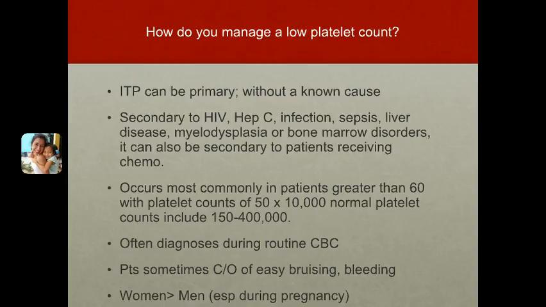It is usually diagnosed with a routine CBC. It is a diagnosis of exclusion, and patients will be presenting with bruising throughout and even sometimes epistaxis. Women usually get it more commonly than men, especially during pregnancy, like I mentioned before.